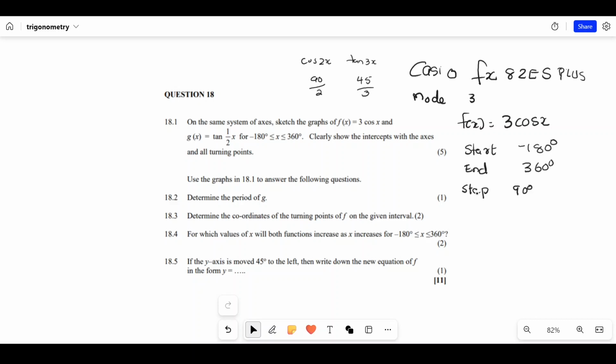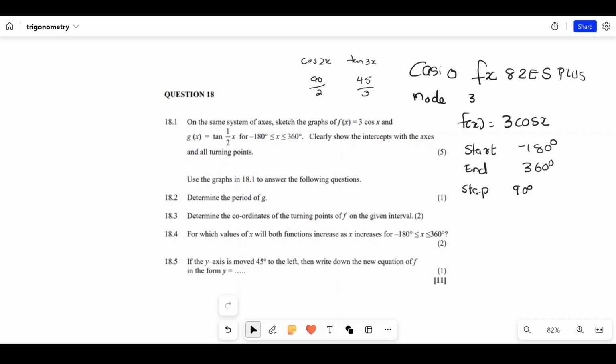After that, you can sketch the graph. You can draw the x and y axes, label the x values starting from negative 180, and label all the values given in the first column in the calculator. Then on the y axis you can mark from negative 3 until 3. Then you can also mark the points and label the points.